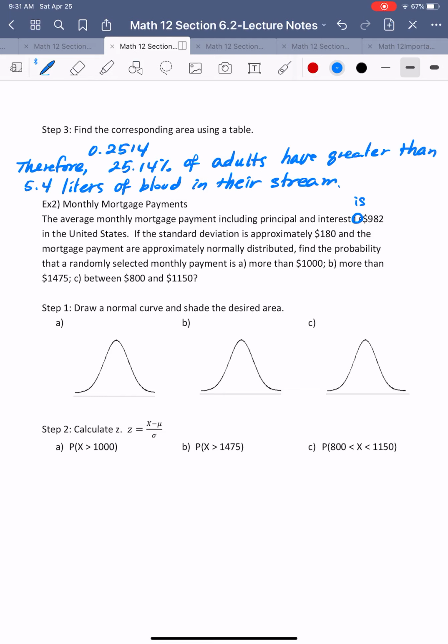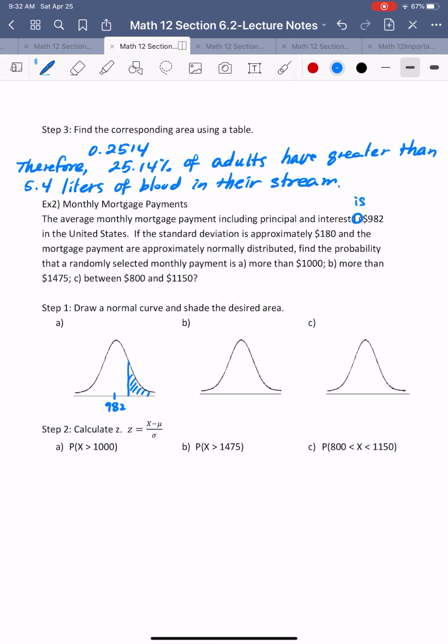Find the probability that a randomly selected monthly payment will be more than 1,000, more than 1475, and then between 800 and 1150. Okay, so first one, the mean is 982, and we are looking for the probability that it is more than $1,000. It's about here. So we're looking for this one.